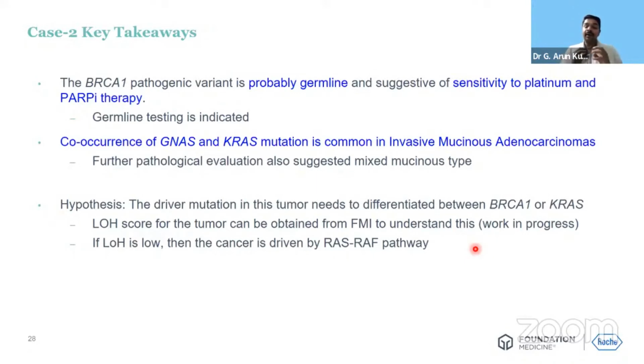And here comes the hypothesis of which is the actual driver. Is it the BRCA or is it the KRAS? Because Foundation One's CGP also captures the loss of heterozygosity or the HRD score, we are trying to see whether the HRD is high. If the HRD or LOH score is high, it means that BRCA is the driver. Whereas if the HRD is negative, then BRCA is not the driver, and KRAS is the driver. It is this kind of information that one can really get from a detailed look into the comprehensive genomic profiling.